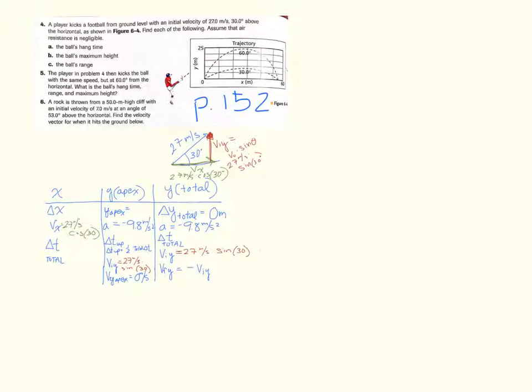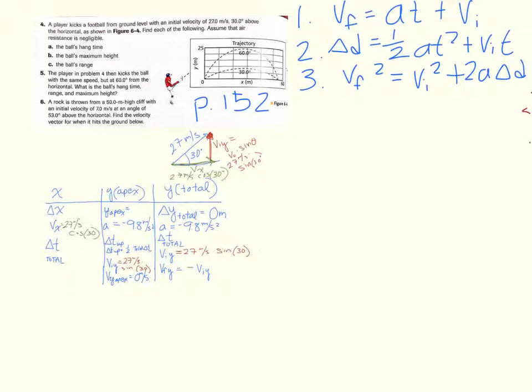Okay, there we go. For my change in time, I need to use my y total information in that column. I need an equation. I really want the easiest possible equation that I can use for my change in time here. And I know from my list of equations, let me write those equations up here real quick. Looking at those equations, which one would be the simplest?